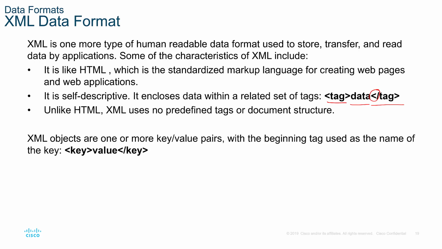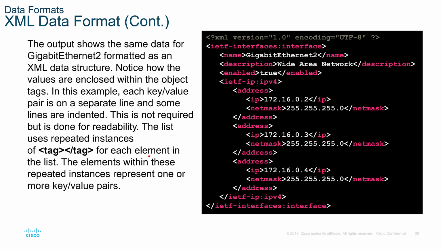So the object of one or more key value pairs begin with the tag. So you'll have a key tag, you do your definition or your value, then you end that key tag with a greater than with a slash. Here we have XML data formatting with the same general iOS output that we saw earlier. We define it as XML. Then we have our interface name, our description. Here is our description. Here's the end of the description. We have if it's enabled or not, and it is. Then we have our array.